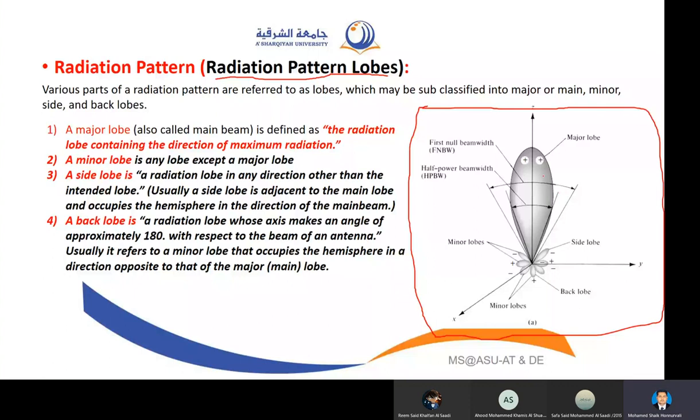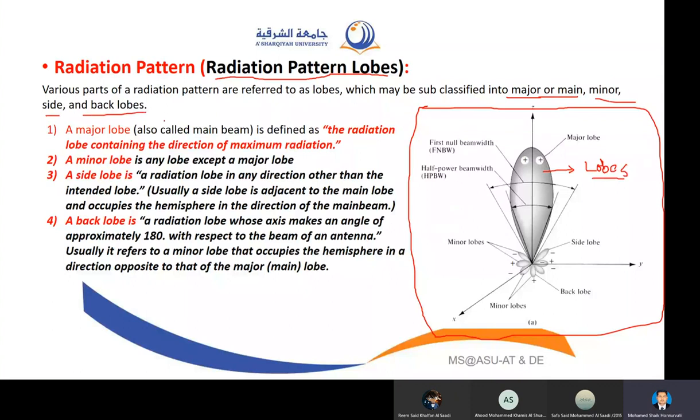Technically, we call this one lobes. If you take any antenna and its radiation pattern or characteristics, we can subdivide that radiation characteristic into these following four types. What are they? We have major or main lobe, both are the same, then you have minor lobe, then you have side lobe and back lobe.